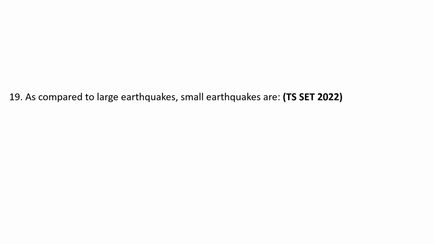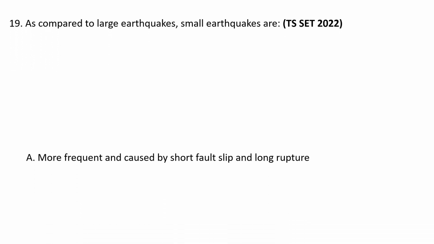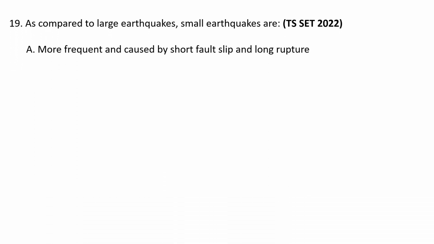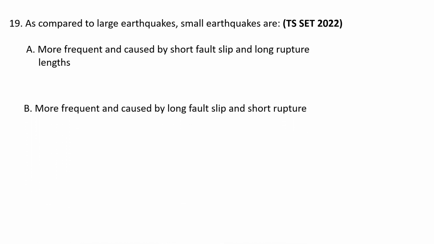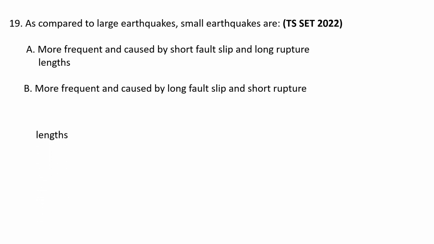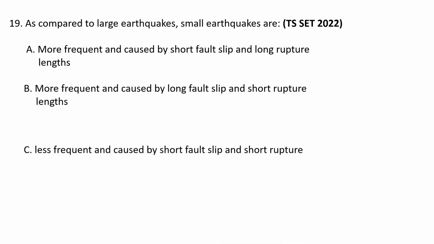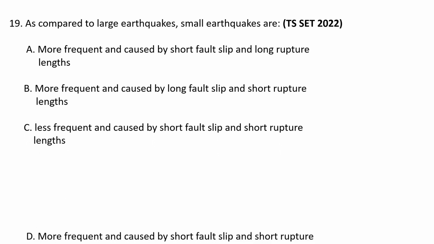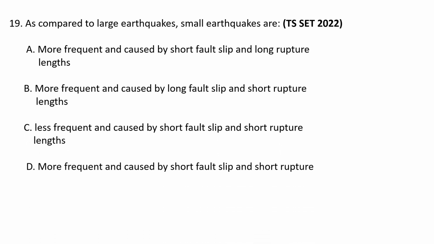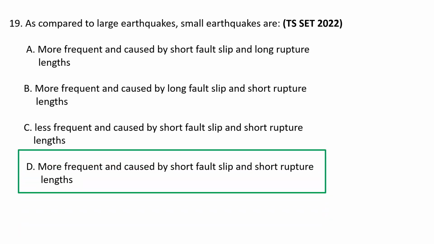Next question. As compared to large earthquakes, small earthquakes are: A, more frequent and caused by short fault slip and long rupture length; B, more frequent and caused by long fault slip and short rupture length; C, less frequent and caused by short fault slip and short rupture length; D, more frequent and caused by short fault slip and short rupture length. The correct answer is that, as compared to large earthquakes, small earthquakes are more frequent, and they are caused by short fault slip and have short rupture lengths. So D is correct.